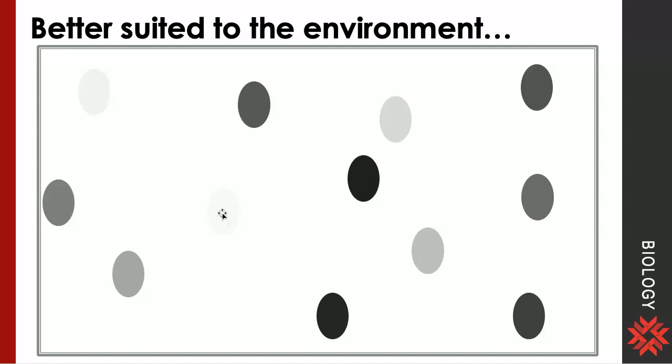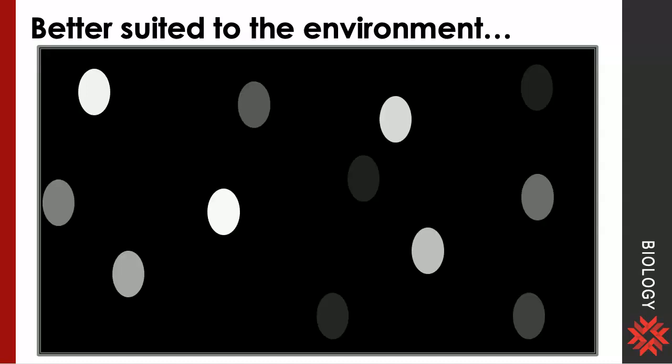So if you visualize the next generation, this black guy didn't do very well, so there's not going to be as many black colors in the next generation. But this white guy was very successful, so there'll be more of these white guys in the next generation. But if we switch things up here and say, all right, now we're in a different environment, in this environment, rather than having this white background, you've got this black background.